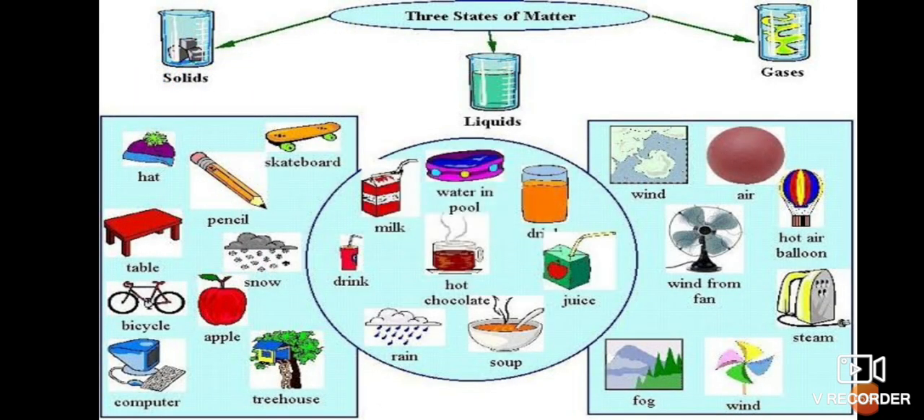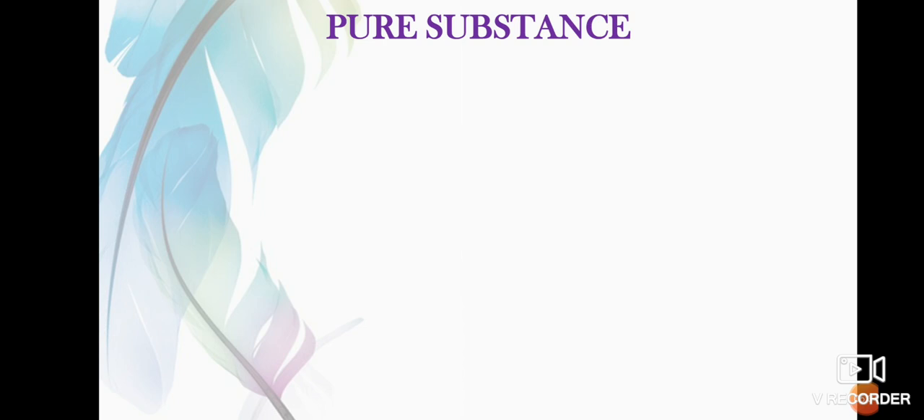So matter is of three types, that is, solid state, liquid state and gaseous state. So we can define matter in three states: solid, liquid and gaseous. Okay students, please look very carefully at this diagram or flow chart. Okay, then we will discuss the pure substance which comes from matter.